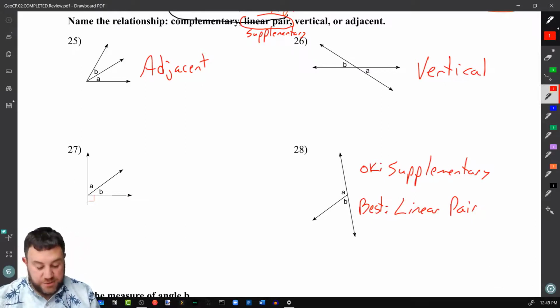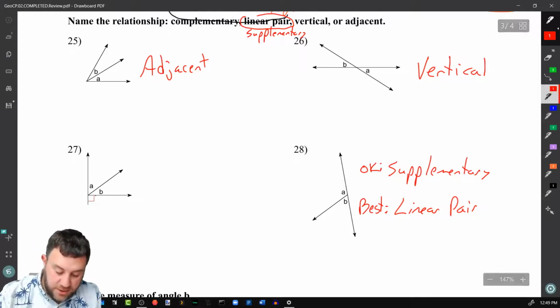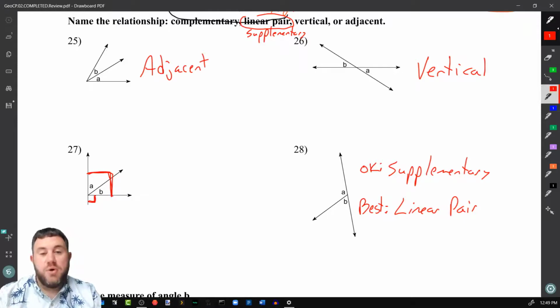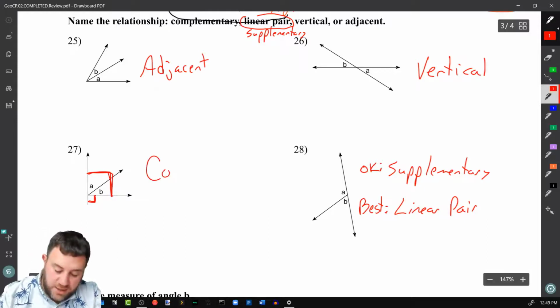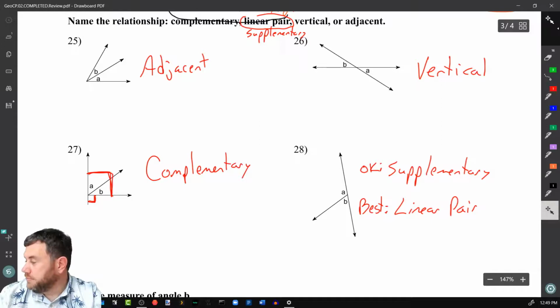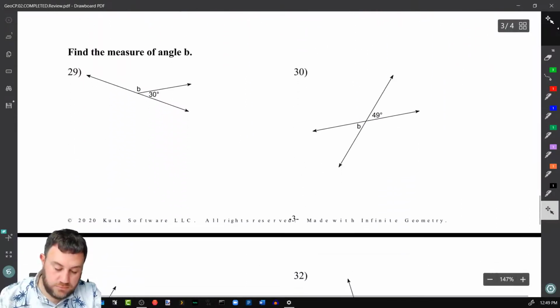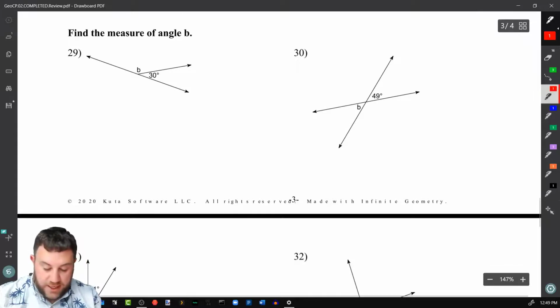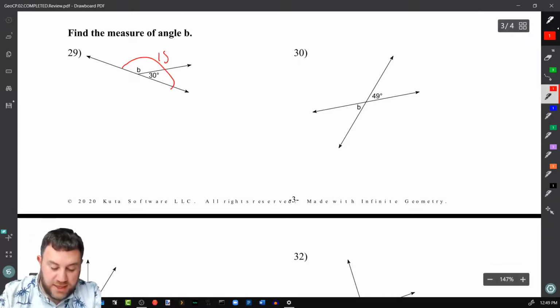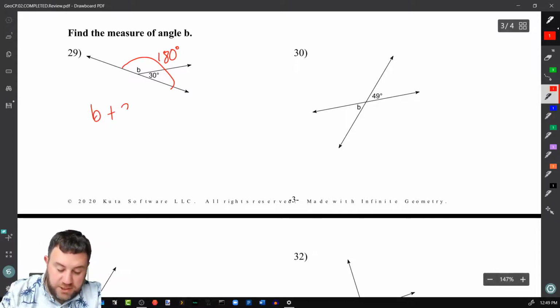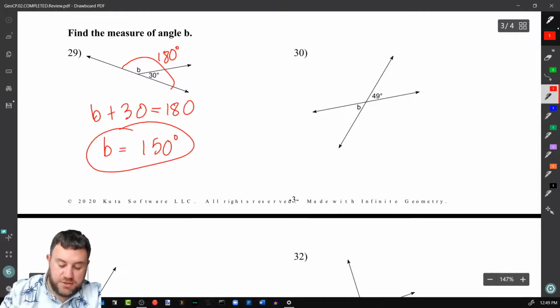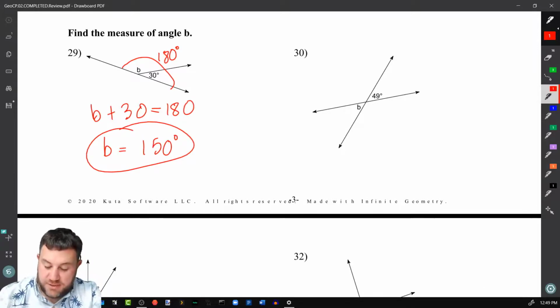27, we aren't given their measurements, but we do have that perpendicular box. And remember, if this is perpendicular, this is also perpendicular. So we know A and B add up to 90 degrees, and that makes them complementary angles. For 29, here we know these together add up to 180 degrees because they're a linear pair. So we could say B plus 30 equals 180. And so B is 150 degrees because we subtracted 30 from both sides.